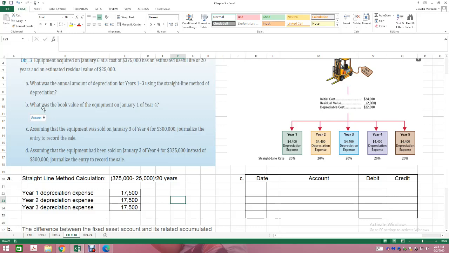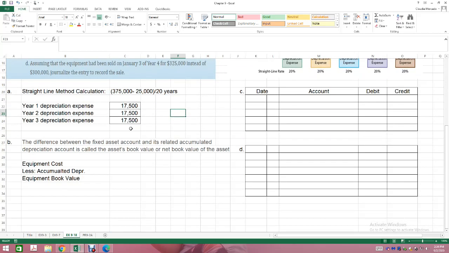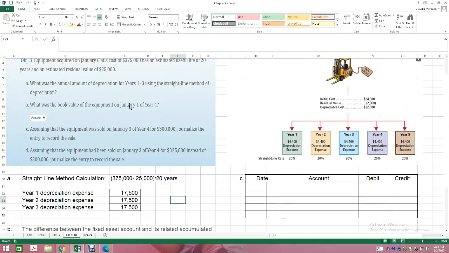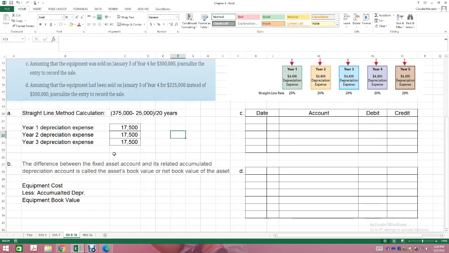It says letter B. What was the book value of the equipment on January 1st of year 4? Okay. So assuming that we use the straight line method, they're asking us to calculate the book value at the beginning of year 4. Okay. So how much did I depreciate years 1 through 3? Years 1 through 3, I depreciated my asset by 52,500. Okay.